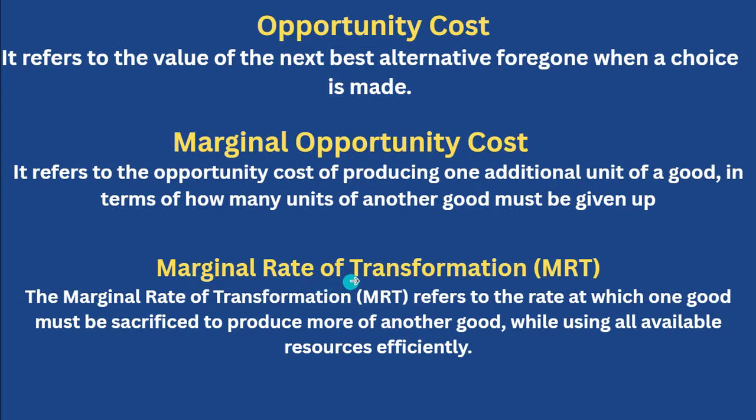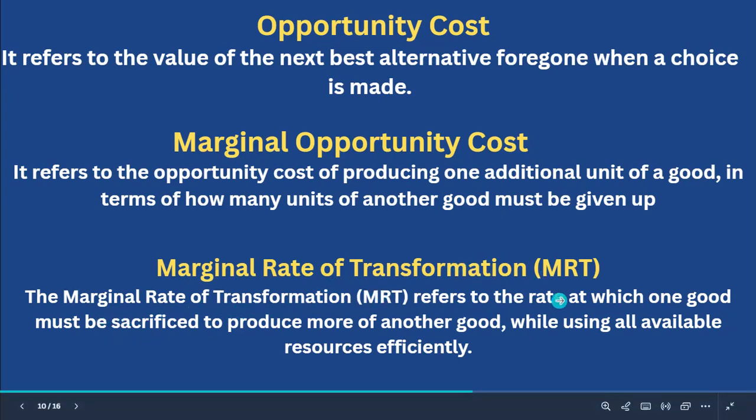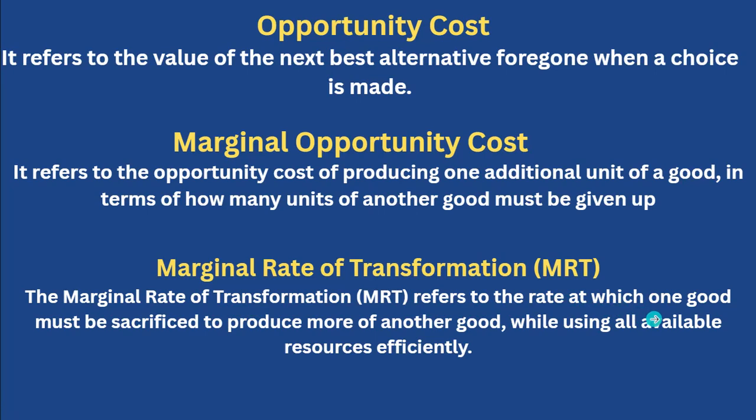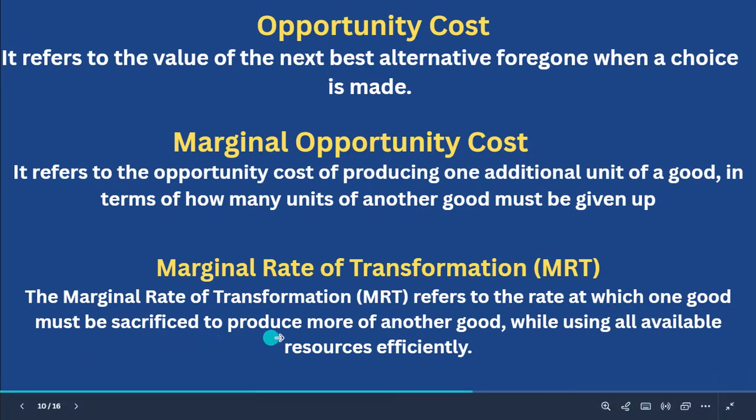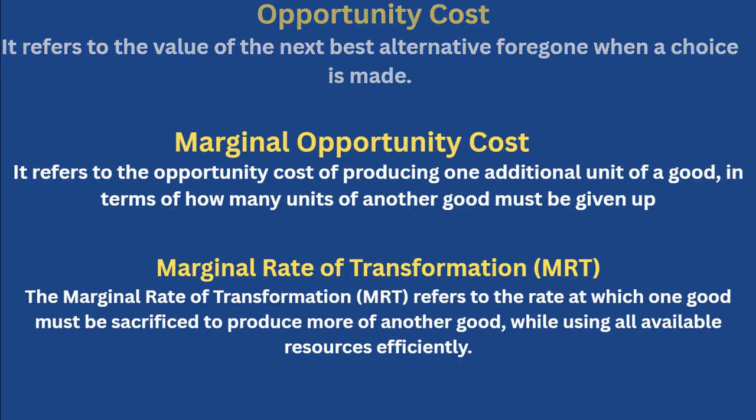And the next one is marginal rate of transformation. The marginal rate of transformation refers to the rate at which one good must be sacrificed to produce more of another good. Your sacrifice, how much wheat is being sacrificed? 10 tons. In combination B it sacrificed 10 tons. In combination C it sacrificed 20 tons. How much sacrifice is there? You are calculating the ratio. That is called marginal rate of transformation.